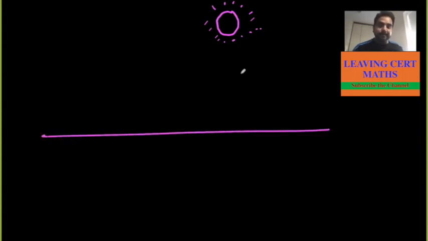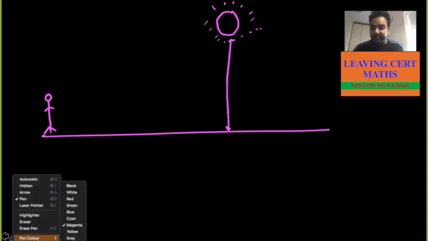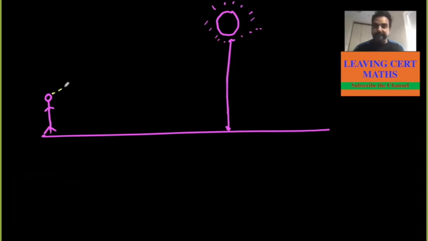Okay, I want to discuss angle of elevation. Suppose there is a sun here, right? And this is your ground. So what is the height of the sun? Is it not this one? If you are here, let's say this is you, you are watching the sun, right? So how will you watch? You will watch like this, okay?